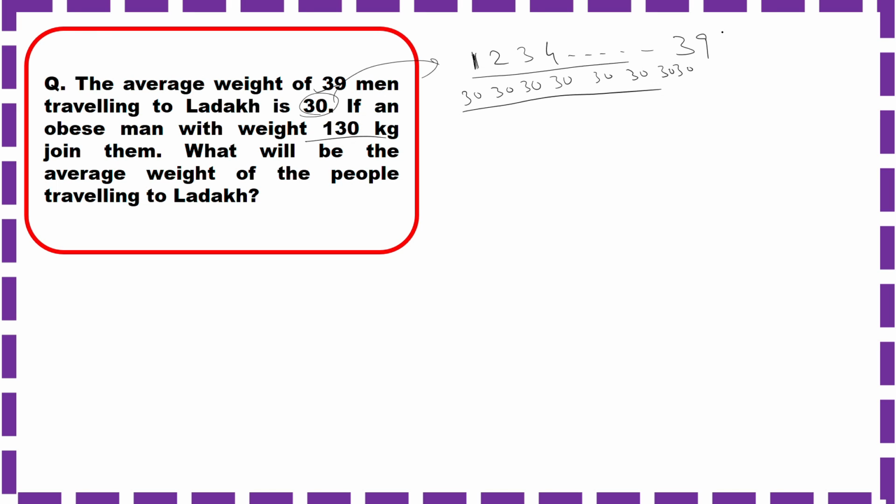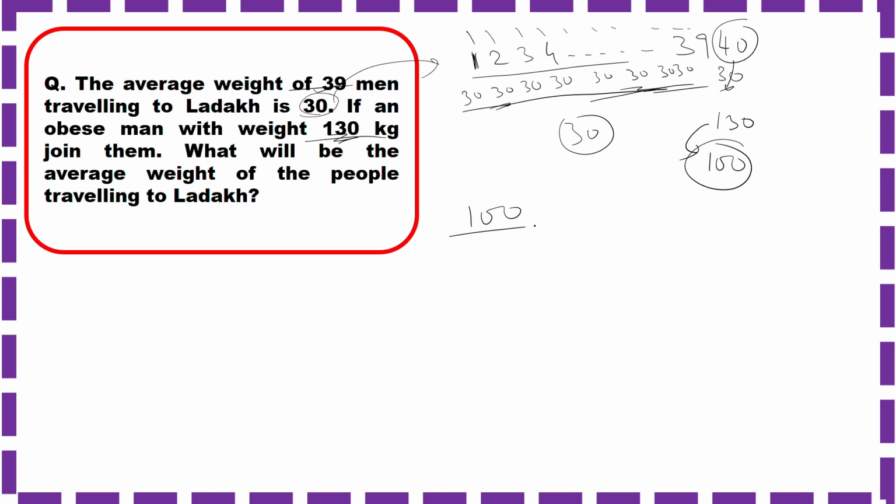But now what happened? This 40th person's weight is 130 kilos, right? If this were 30, then the average gets balanced, and there wouldn't be any change in the average. But this is 100 more than the average of the 39 men. So the remaining 100 gets equally distributed to all these 40 members.